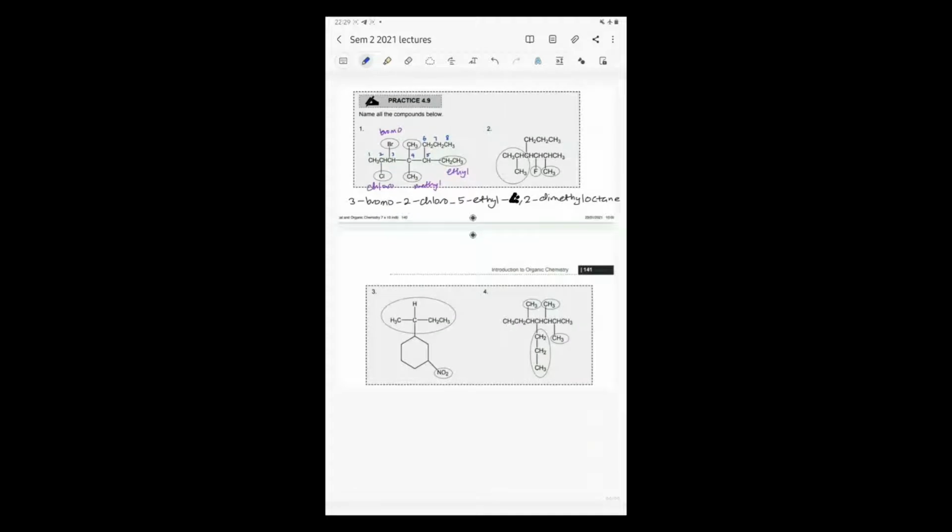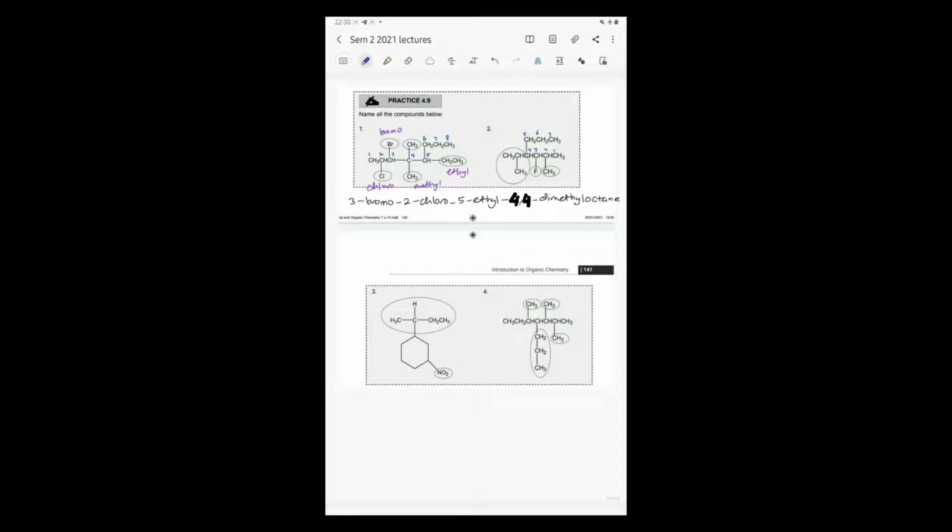For number 2, we have to choose the longest carbon chain first. Maybe we can start from the right, 1 2 3 4, 5 6. We will get 6 carbons there. But if we go up, 4 5 6 7, so we have 7 carbons. So that one will be the longest carbon chain, and the parent name is heptane.